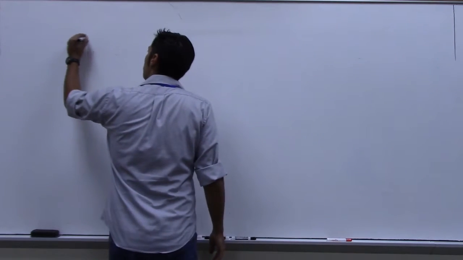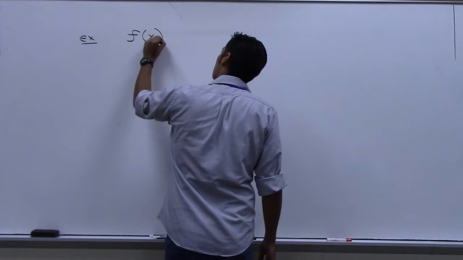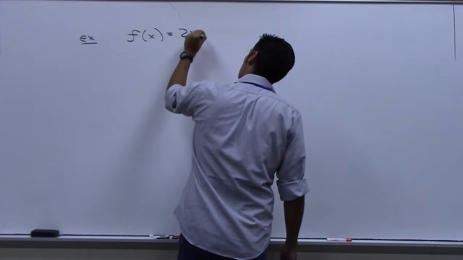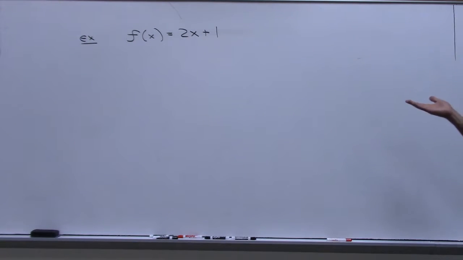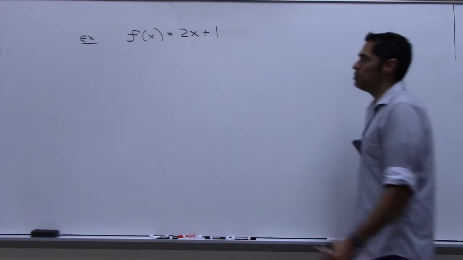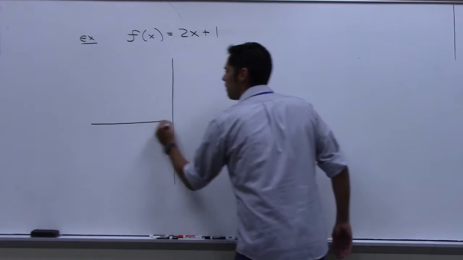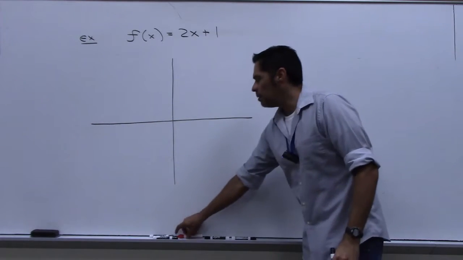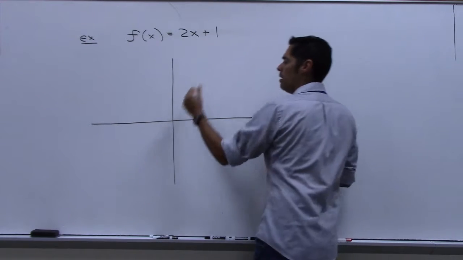So as an example, let's look at the function f of x equals 2x plus 1. Okay, we all know that that's a line, right? We could graph this, I hope. It's been a while since we've graphed lines, but if I were to graph it, I would start probably at my y-intercept, which would be 1.